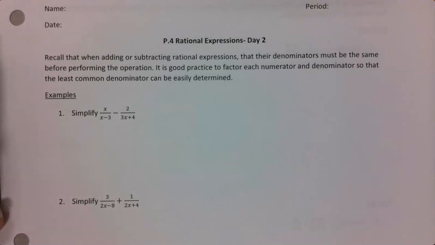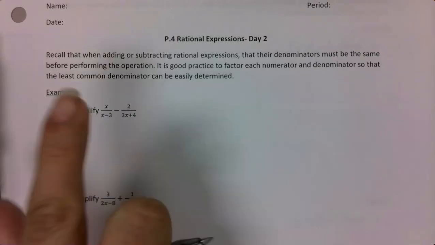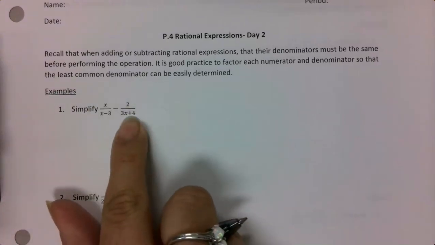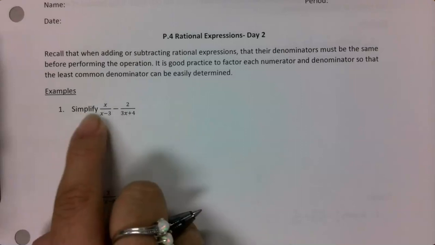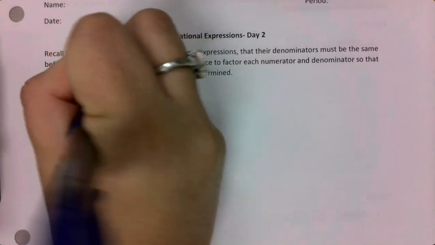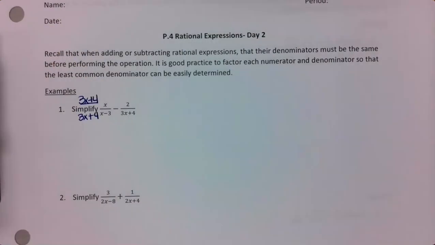When we're adding rational expressions, we need to make sure they have the same denominator. So I need to take a look at all of my denominators that I'm adding and then make sure that each factor appears in both fractions. So if I take a look at my first one, I have an x minus 3 on the first fraction and a 3x plus 4 on the second fraction. So to make this denominator the same, I want to multiply both the top and the bottom by 3x plus 4. I multiply the top and the bottom by this, so I'm really just multiplying by 1.